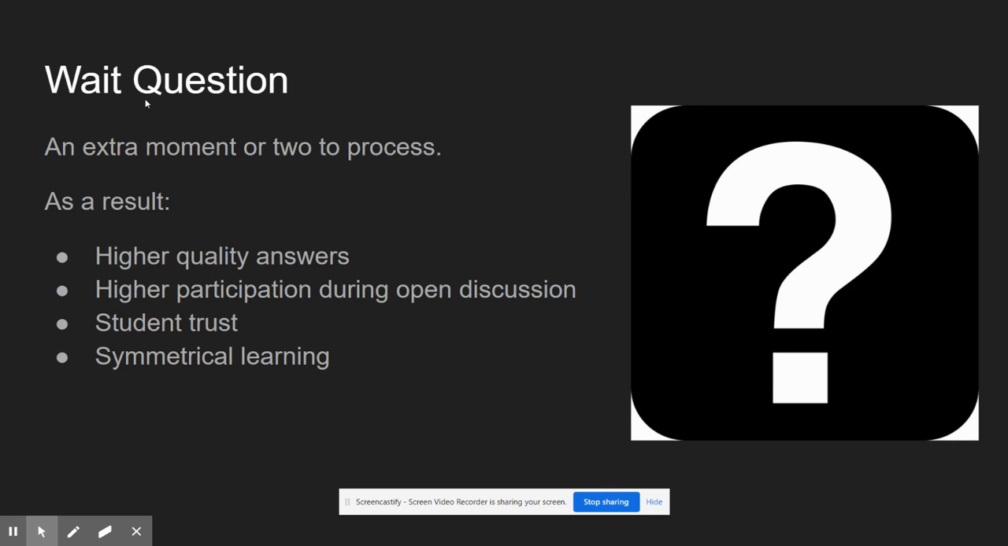Now, as a result of using the wait question, you will see your class change in the following ways. The first thing is that you will see higher quality answers by all of your students. The reason why is because with a few extra moments or even minutes to process the information, the students are able to develop their thoughts more thoroughly.